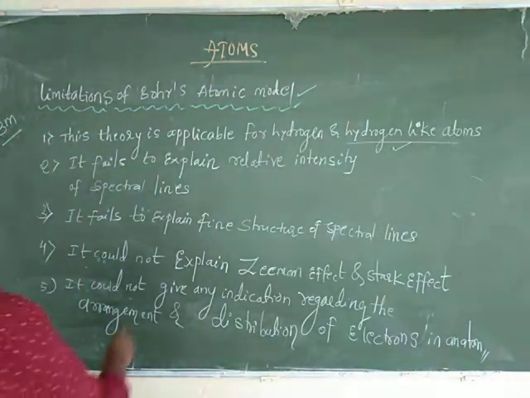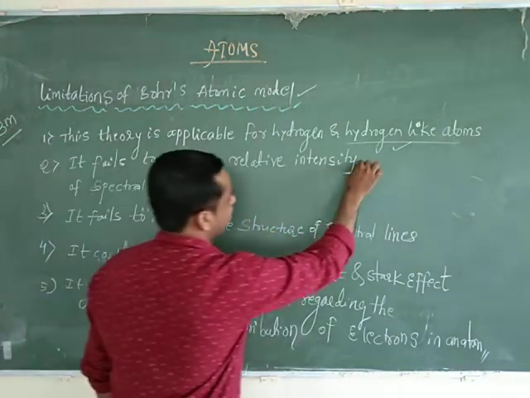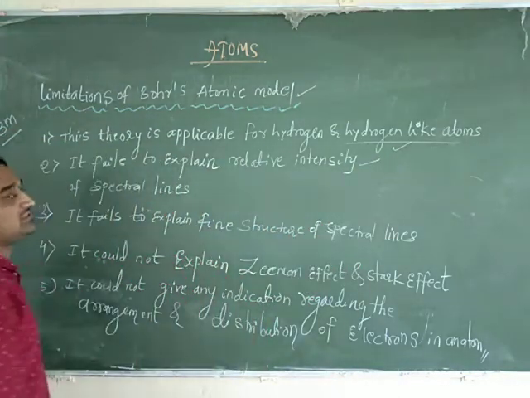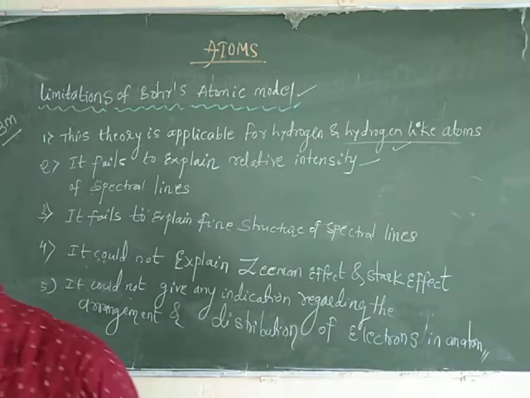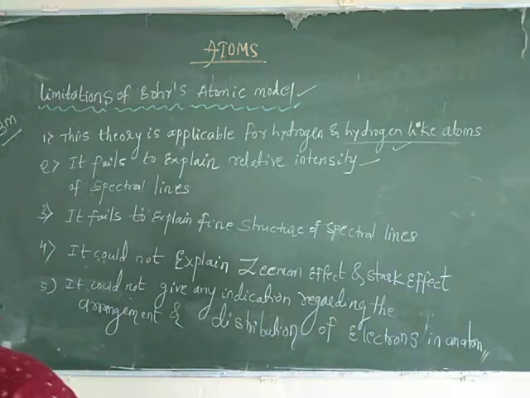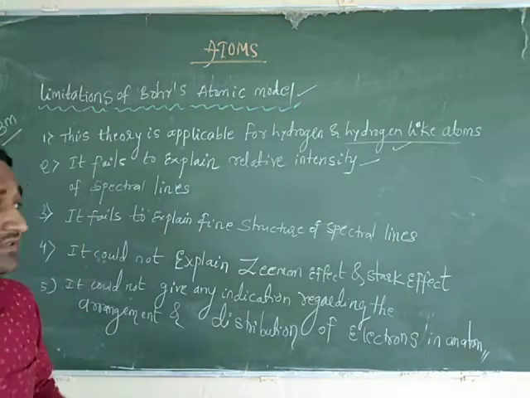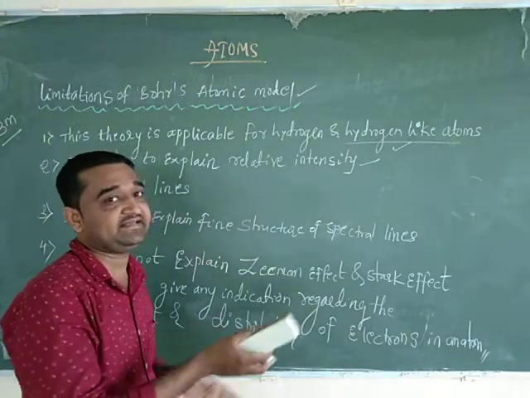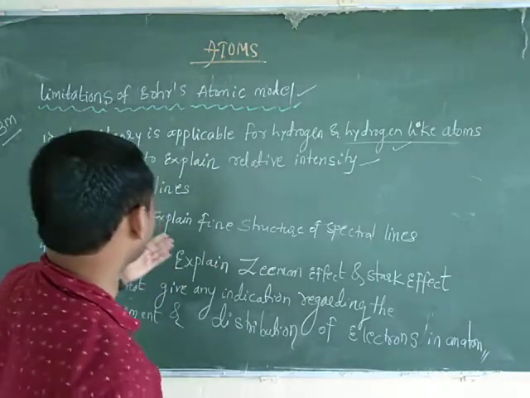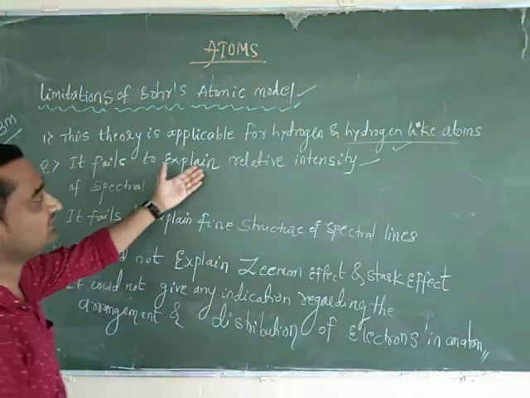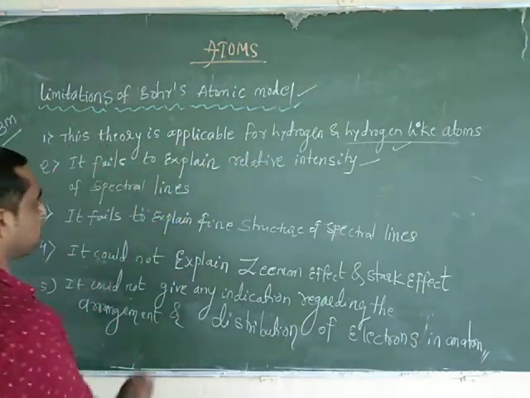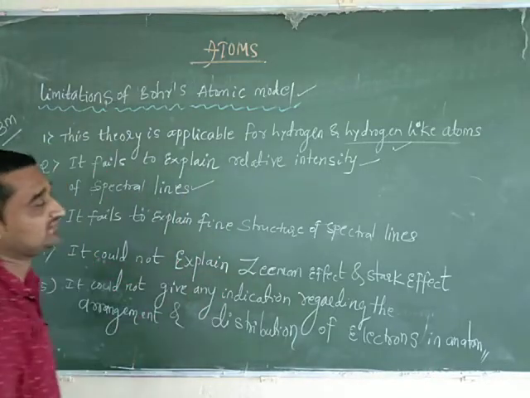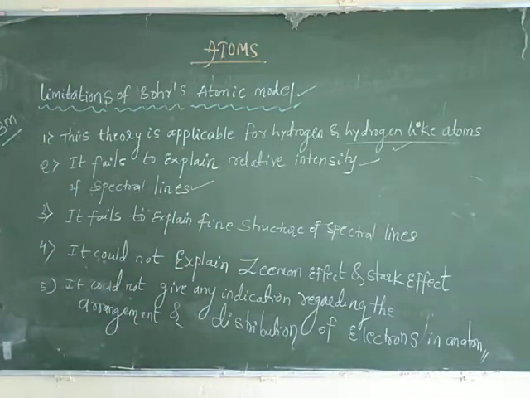The next point: it fails to explain the relative intensity of spectral lines. So it fails to explain what? The relative intensity of the spectral lines. It does not compare the intensity of one line with another line. That means it fails to explain the relative intensity of spectral lines. So this is the second limitation of the Bohr's atomic model.